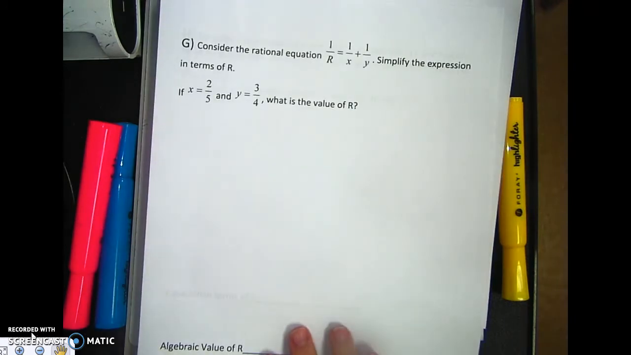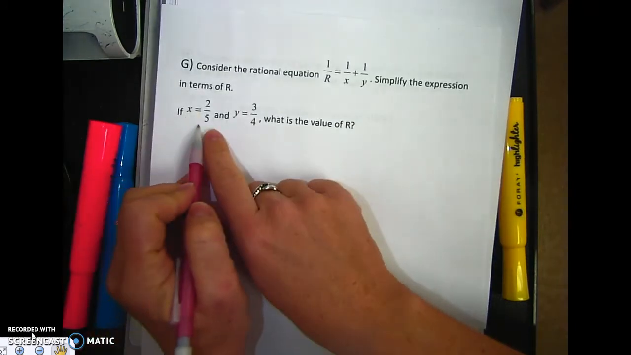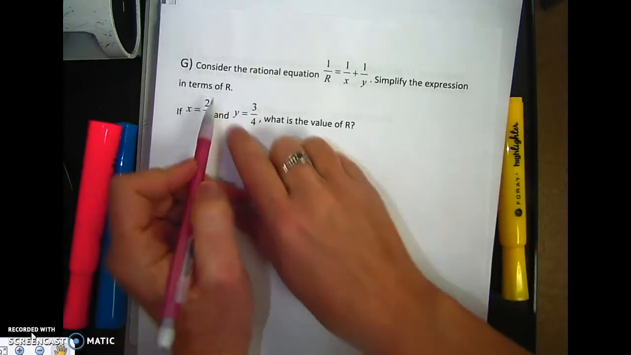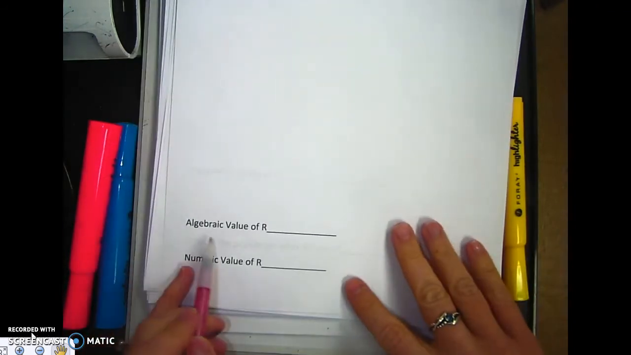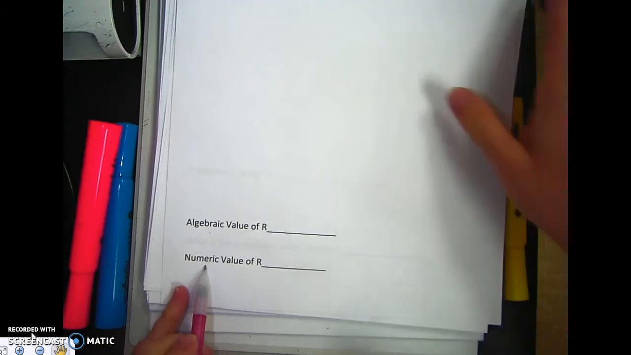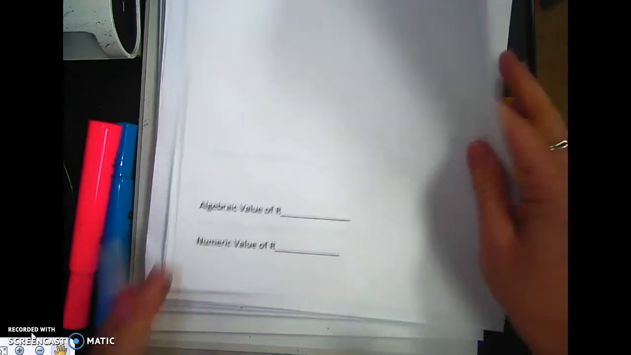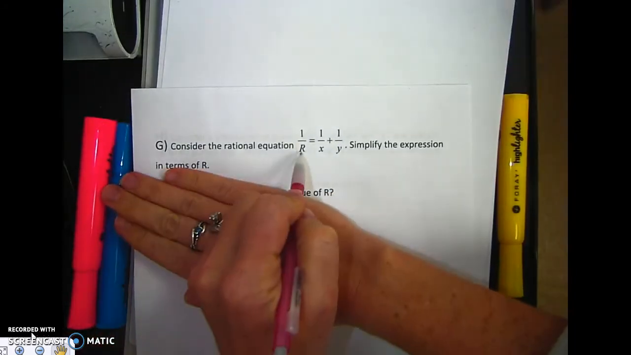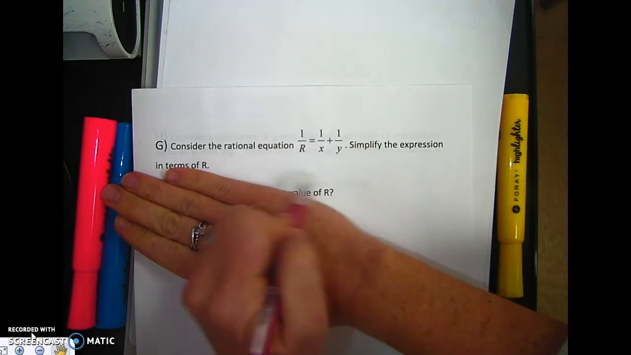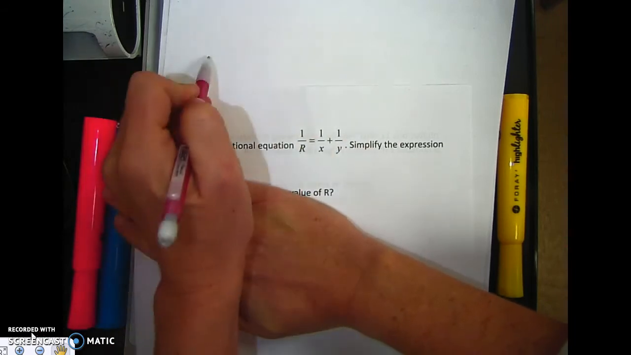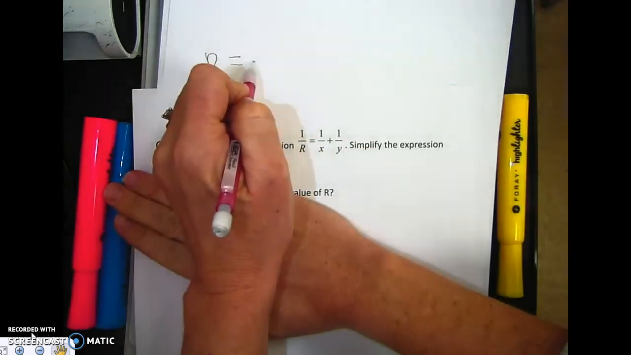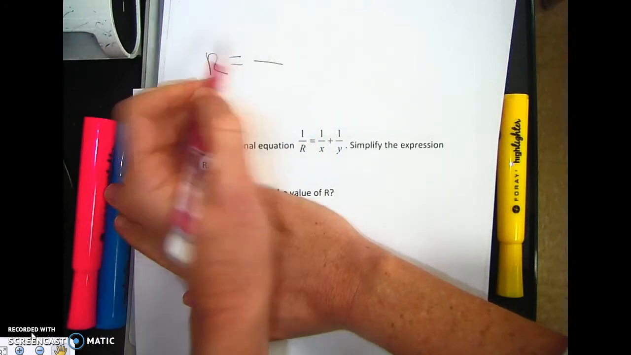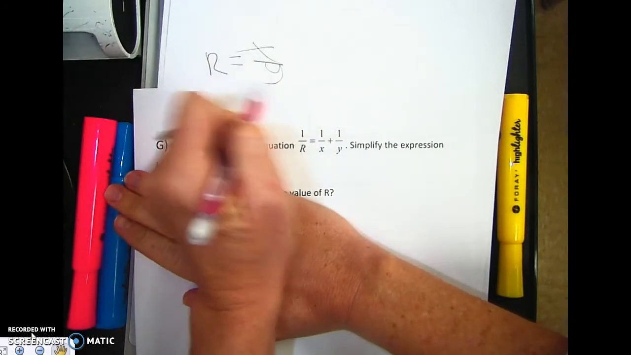For letter G, what I want you to do is 2 things. I want you to solve for R algebraically and numerically. And that means, let me show you, like R equals. So the first thing I want you to do is take this and manipulate this equation so that you end up getting R equals something, something, something, where there's going to be X's and Y's.